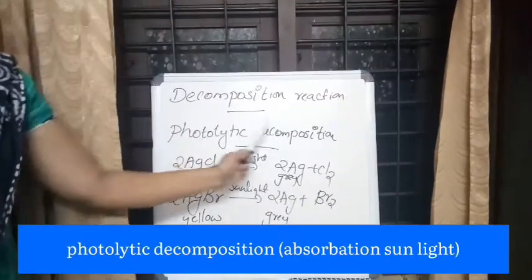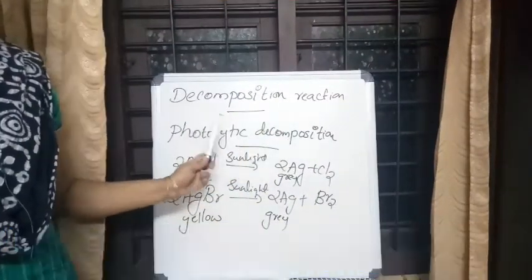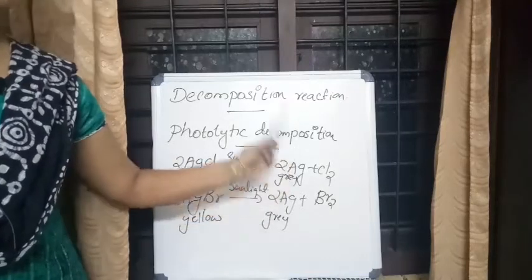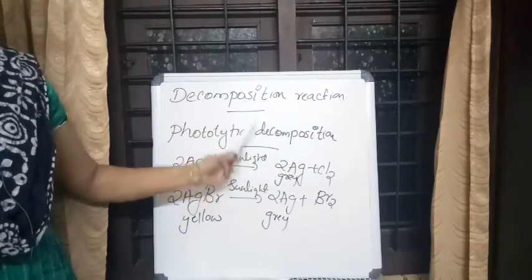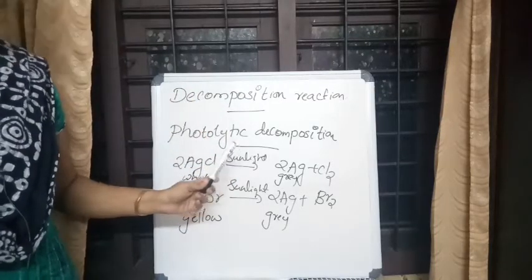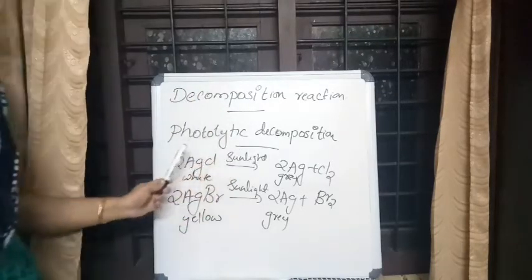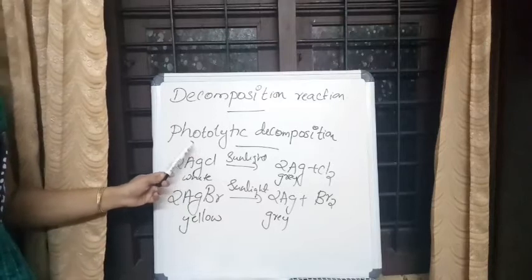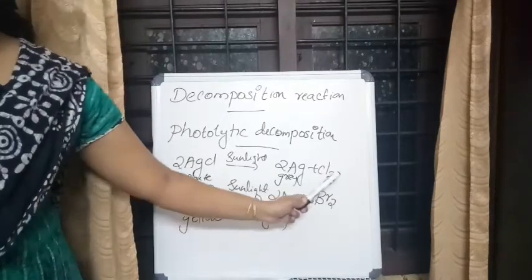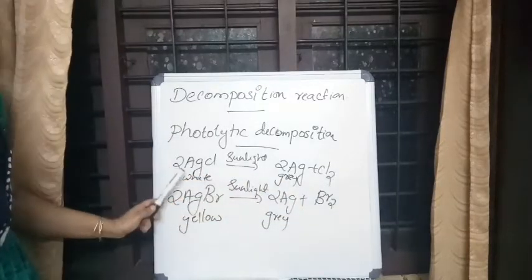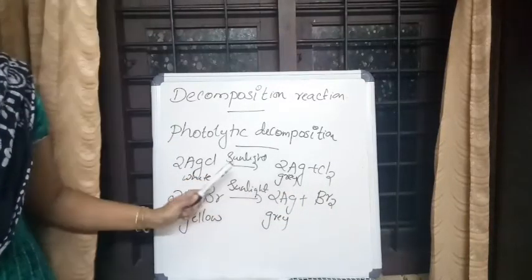Next one is photolytic decomposition. Photolytic decomposition is the decomposition which takes place on absorption of light. So these are the reactions which occur by the absorption of sunlight. For example, silver chloride. When we place silver chloride under sunlight for some time, silver chloride decomposes to form silver and chlorine. Here the important thing is the white color changes to grey color. This is also a color reaction.